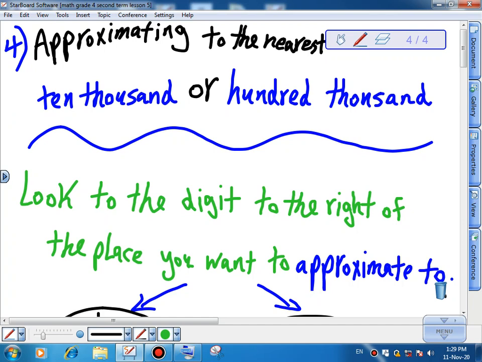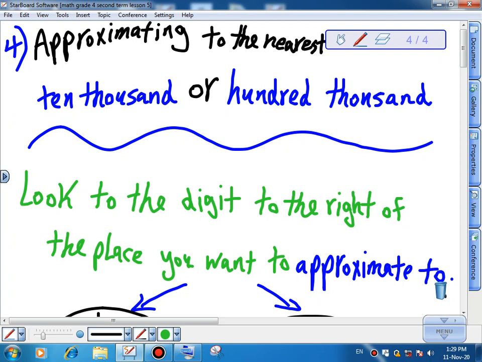The general rule to solve any problem like this is to look to the digit that you need to approximate. Where is the digit? Tens: look to the tens digit, underline this number. 100: underline the hundreds place. 1,000: underline the thousand place. 10,000: underline the 10,000 place.